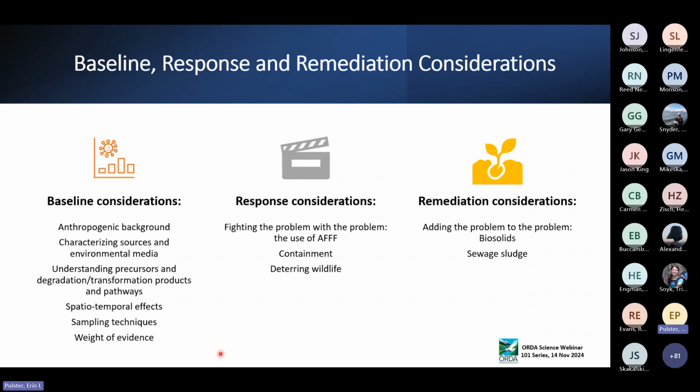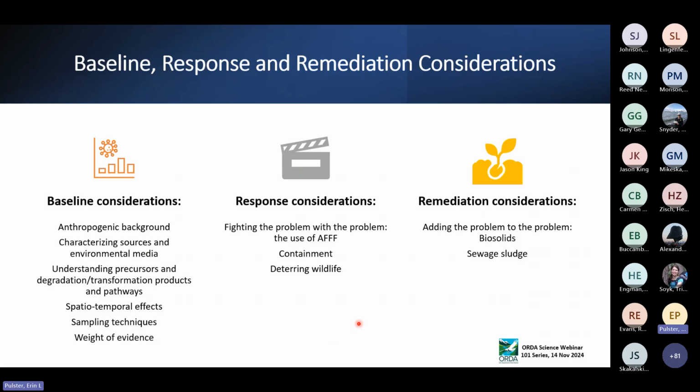There are so many things that need to be considered, like with any organic compound, but especially understanding the degradation process, the precursors, and the pathways. So if you get data back that has precursors, what does that mean? What are the spatiotemporal effects? What sampling techniques are you going to use? And what's the weight of evidence?